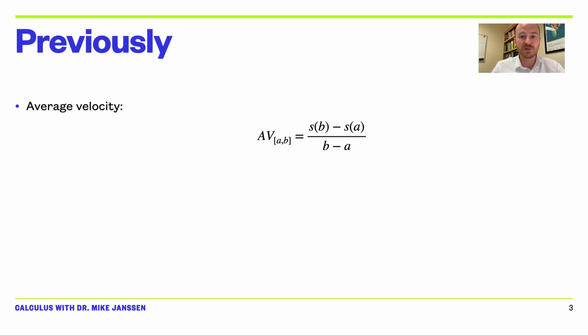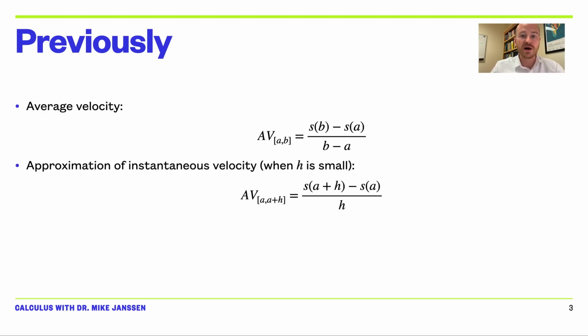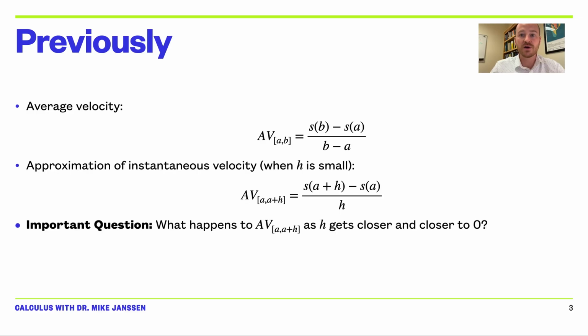Similarly, we can apply this idea over smaller and smaller intervals of time to approximate instantaneous velocity. So here, h is assumed to be a small number, and as it gets closer and closer to zero, we're getting a better and better approximation of the instantaneous velocity. And really, this is the important question. What really happens to the average velocity over these smaller and smaller intervals as they get smaller and smaller? We'll take a look at this in the last example today.